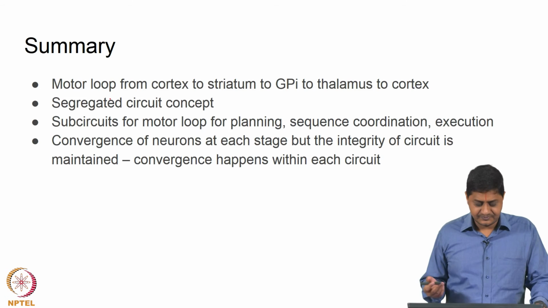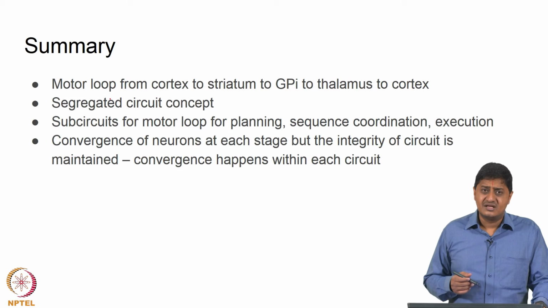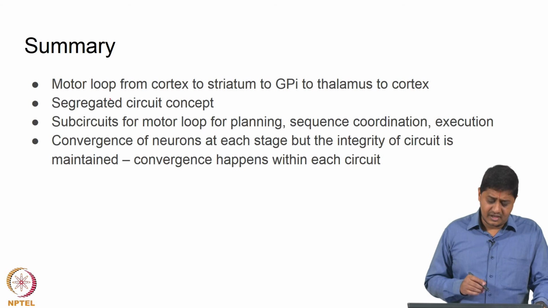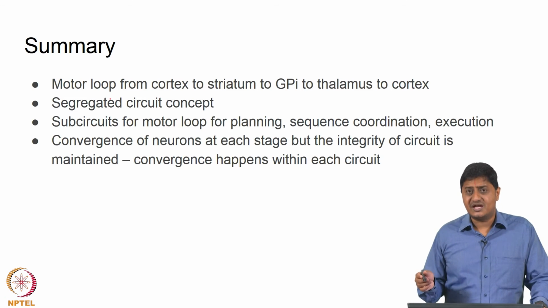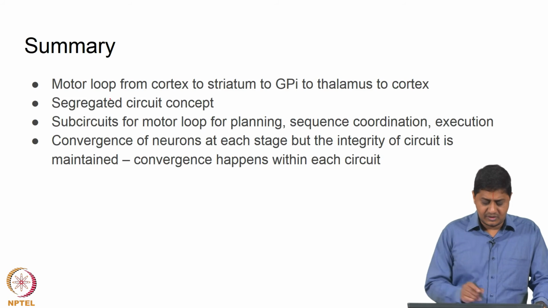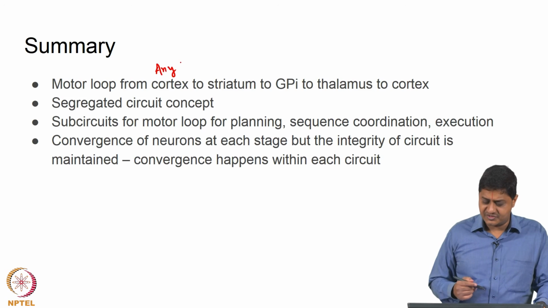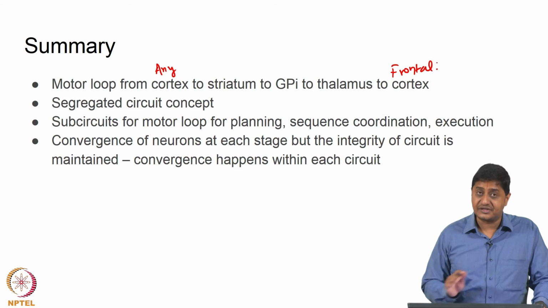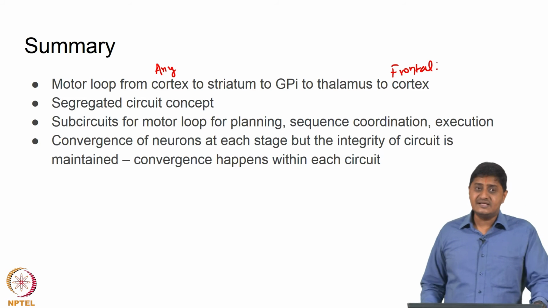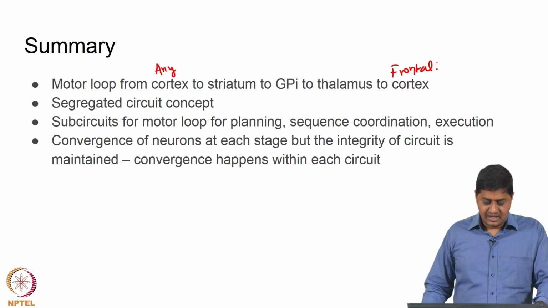So, in summary, the motor loop is the loop that originates in the cortex and projects to the striatum, and from there it projects to the pallidum, and from there it projects to the thalamus and back to the cortex. Note, this cortex can be any cortex except the primary visual and the primary auditory cortex. This cortex is always the frontal cortex, something to remember, and there is segregation of input and pathways.